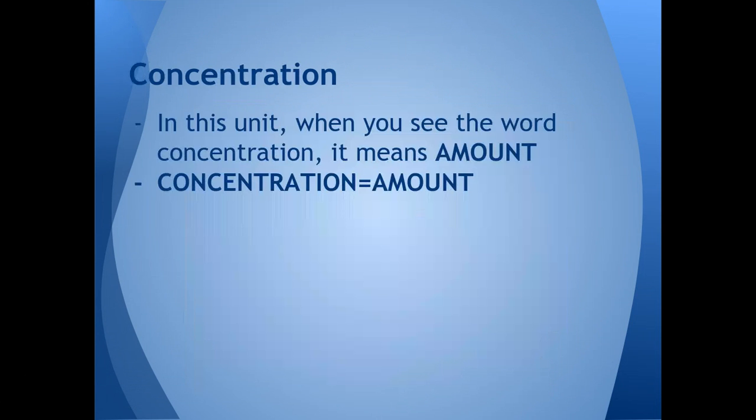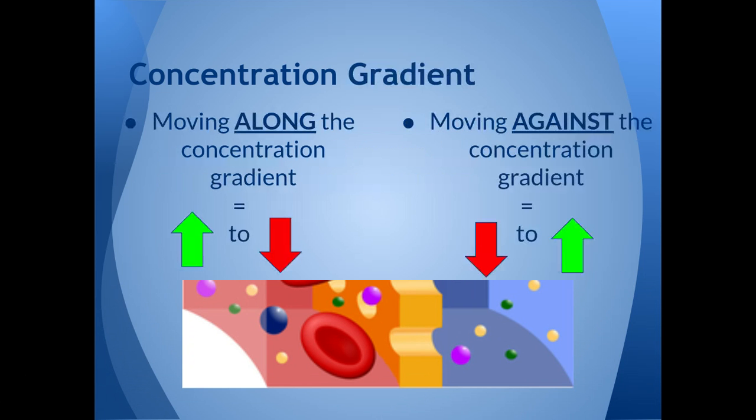Another important vocabulary word for this unit is the word concentration. When you see the word concentration, keep in mind that it means amount. So anytime you see the word concentration, it means amount. If there's a high concentration of particles, it means there are a lot of particles. If there's a low concentration of particles, it means that there's less. You also might see the word concentration gradient. When we talk about the concentration gradient, you can either move along or against the concentration gradient. When you move along the concentration gradient, that means you're moving from high to low concentration. When you're moving against the concentration gradient, it means you're moving from low to high.